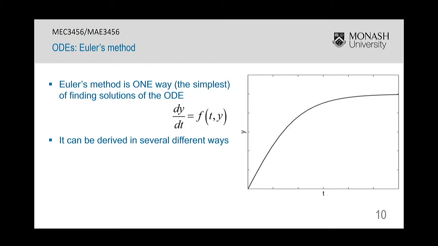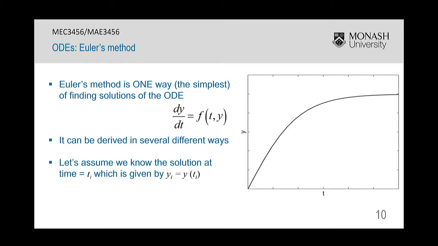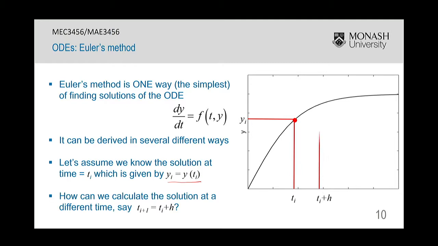So if we have the black line there, and that's the solution to our ODE, we don't actually know what it is, but we do know that we've got the solution at time t equal to ti, and that's given by yi. So nomenclature-wise, yi is just equal to our solution at time ti. What we're trying to find now is, what is the solution at some other time? Let's say it's ti+1, which is given by ti plus h. So that distance between ti and ti+1 is a distance h, and we're trying to find what the value of the solution is at this time.